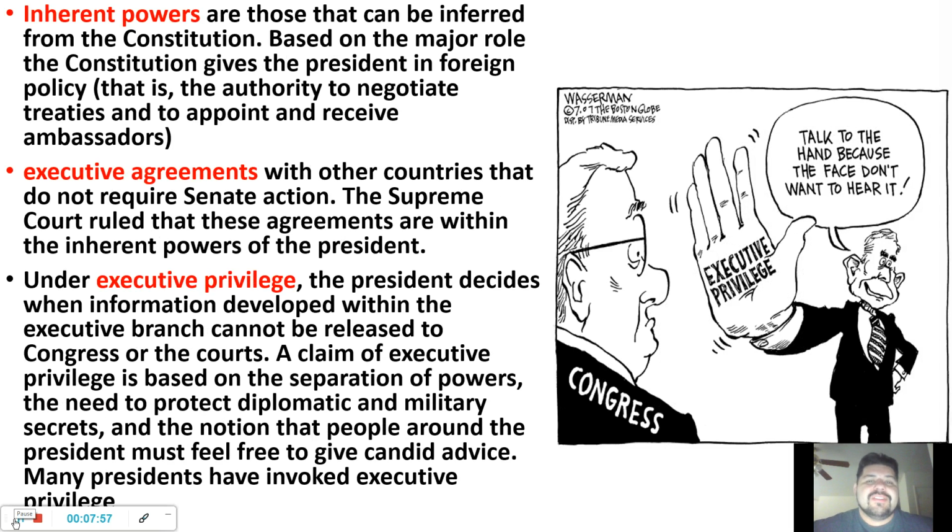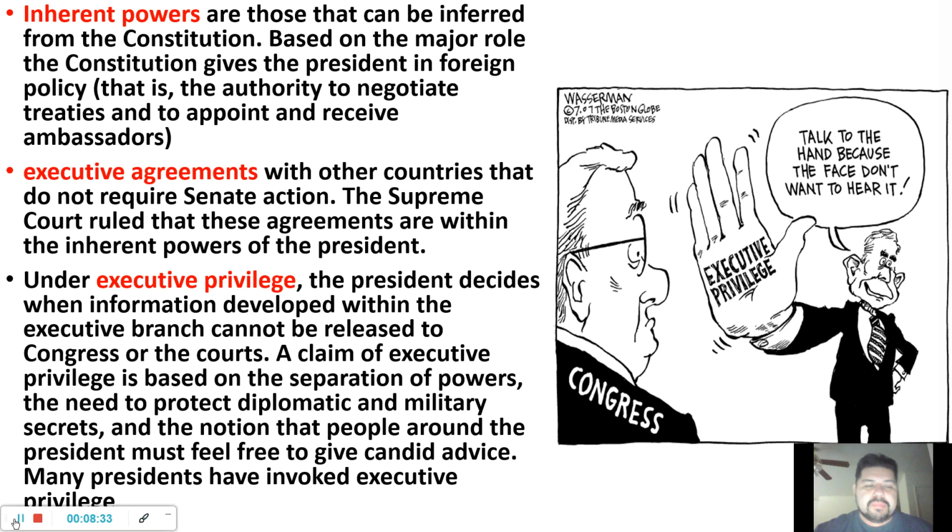All right, so now we get into the fun stuff. The inherent powers. These are basically powers that are stated right there in the Constitution for the president. So again, making treaties, receiving and appointing ambassadors. That's straight up in the Constitution. And then we get to this part called the executive agreement. Basically, if the president has an agreement with another country, he doesn't need the Senate's approval, or the Senate to say we're going to vote on it.